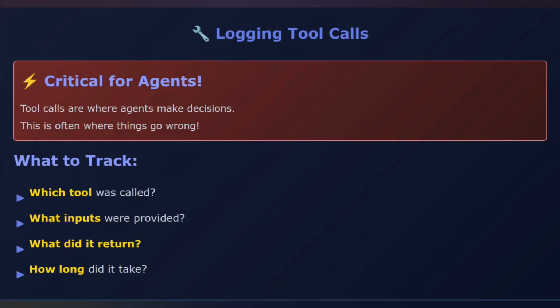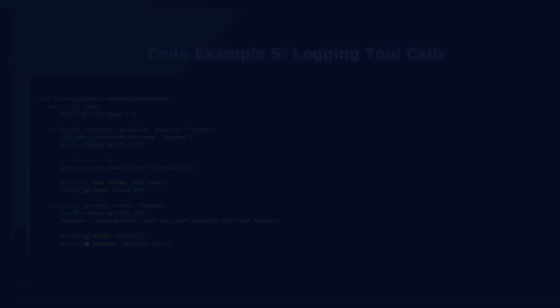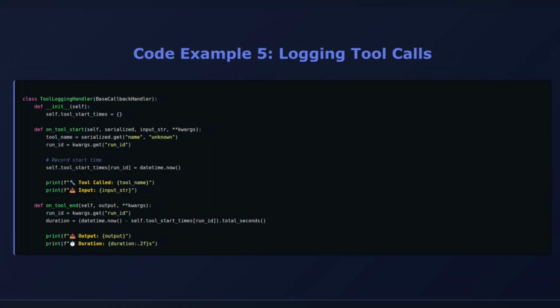Now, for agents, tool calls are where the magic happens and where things often go wrong. When your agent decides to use a tool, you want to know which tool, what inputs, and what it returned. Here's how we log tool calls using the onToolStart and onToolEnd callbacks. We capture the tool name, the input arguments, and the result. We also calculate how long each tool call took. This is invaluable for debugging agent behavior.